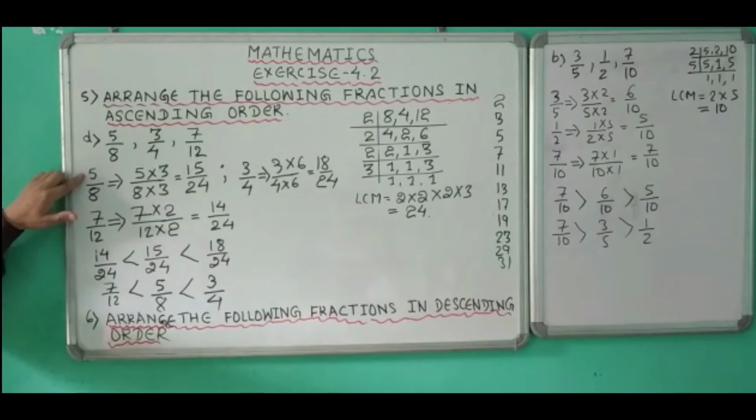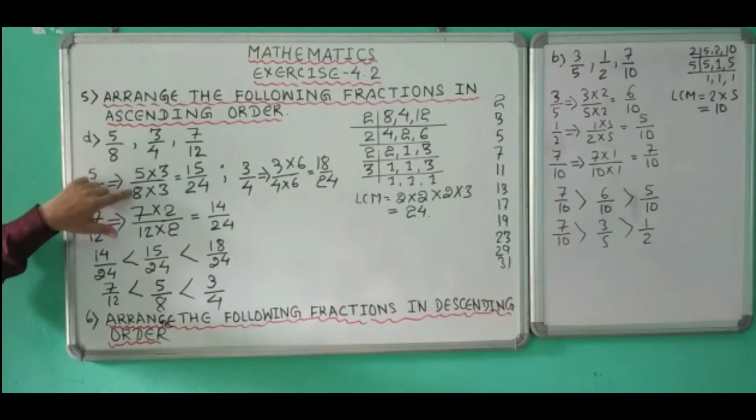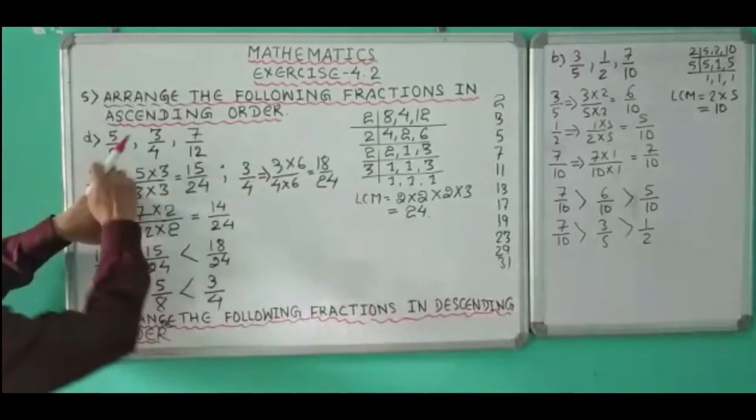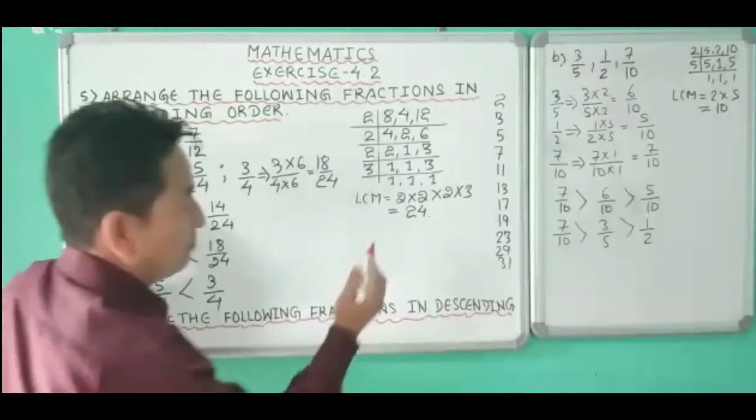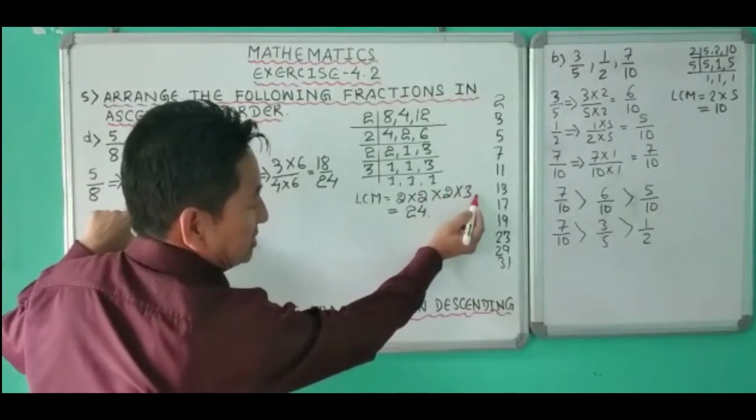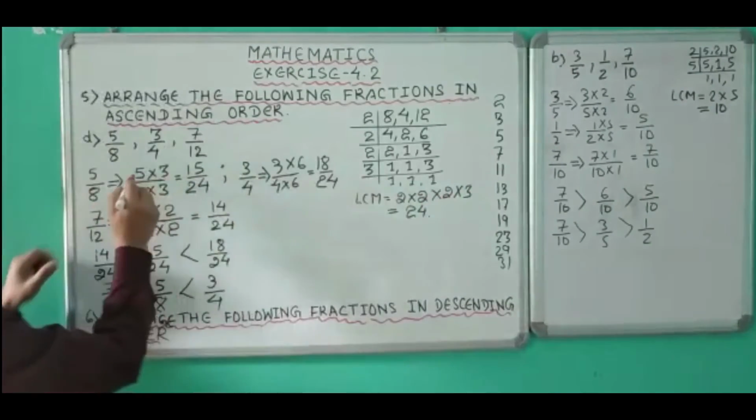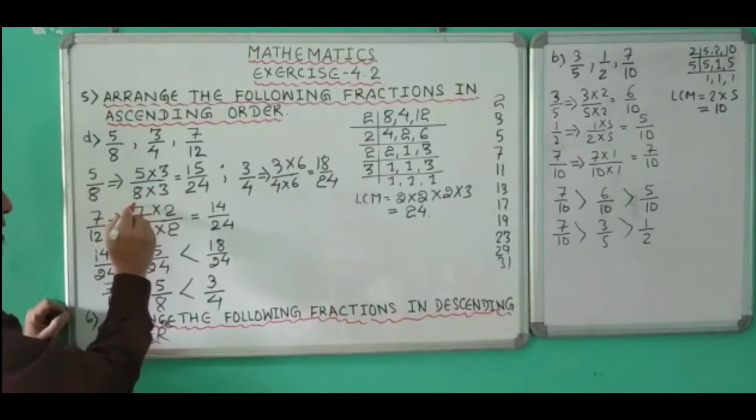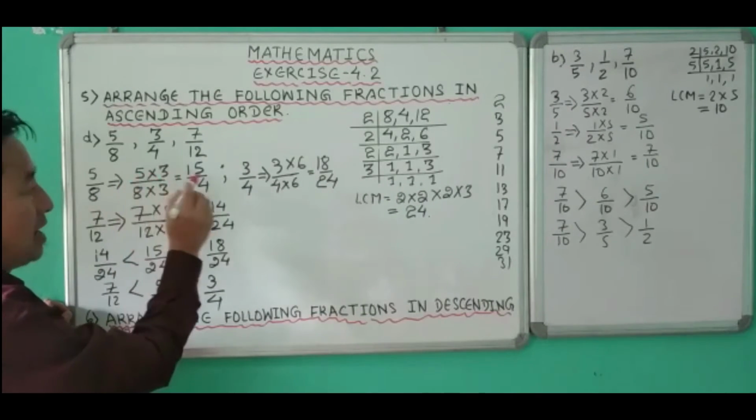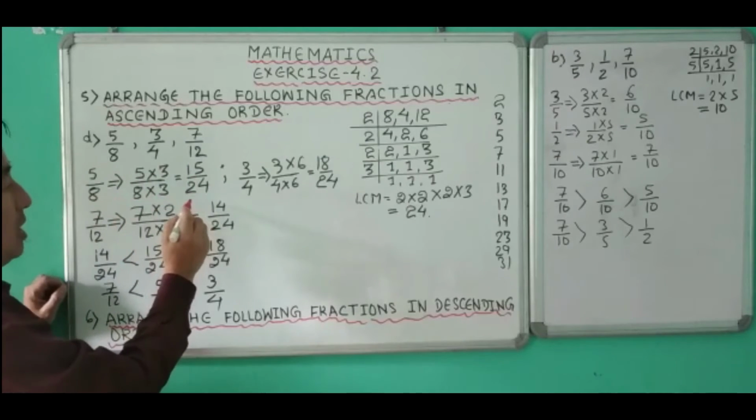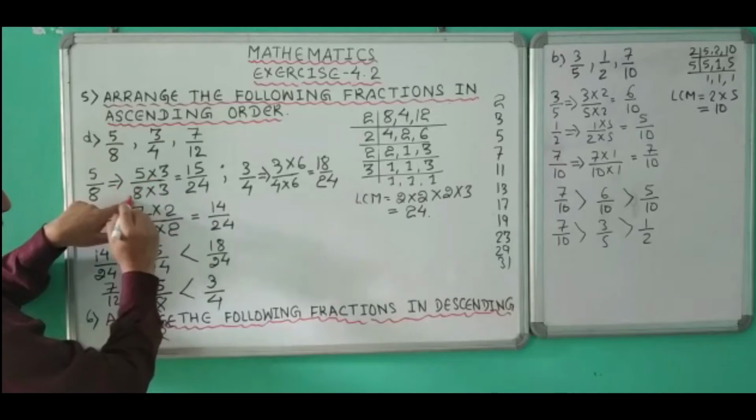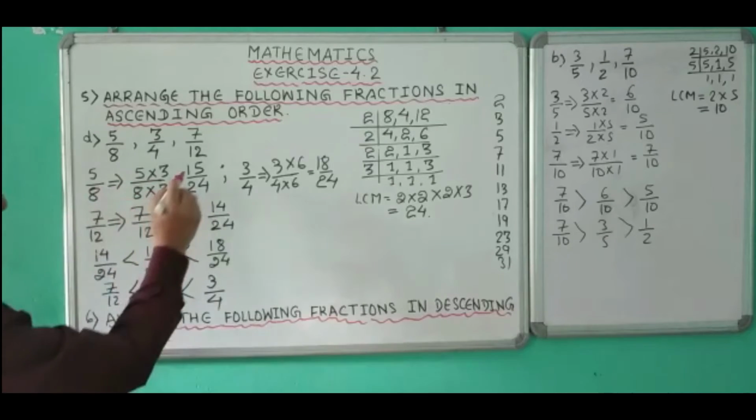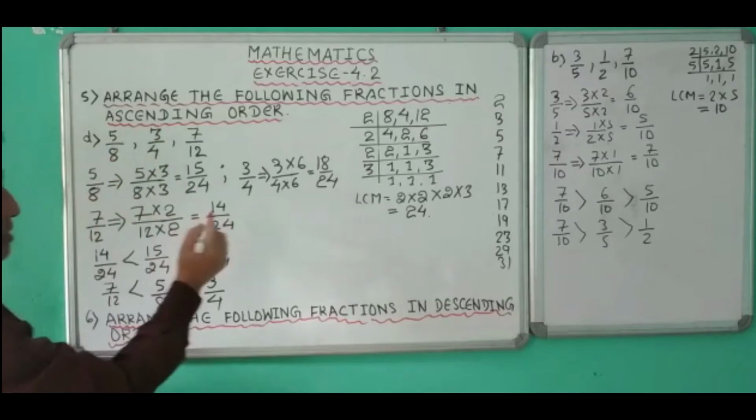Now 5 by 8. First fraction is 5 by 8. We'll write 5 by 8. How many times this 24 is divided by 8? 8 1 is 8, 8 2 is 16, 8 3 is 24. So 3 left, will multiply this 5 by 8, both numerator and denominator by 3. 3 5 is 15, 3 8 is 24. So 15 by 24.